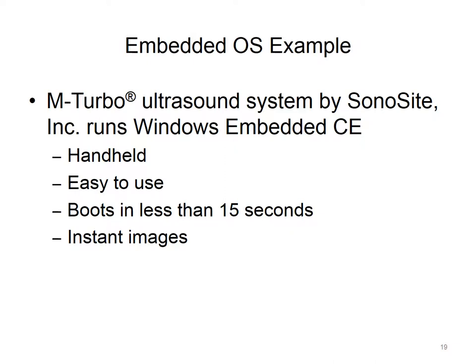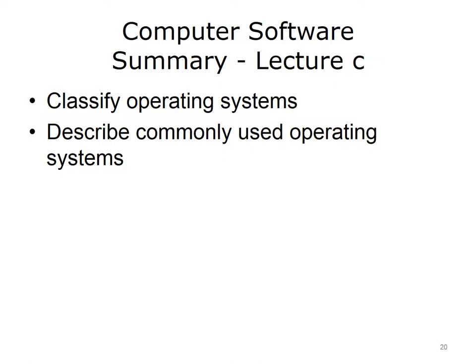This concludes Lecture C of the unit on computer software. In summary, this lecture classified and described some of the more common operating systems, including the features and benefits of several of them.